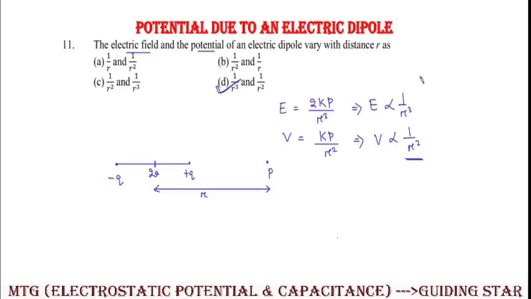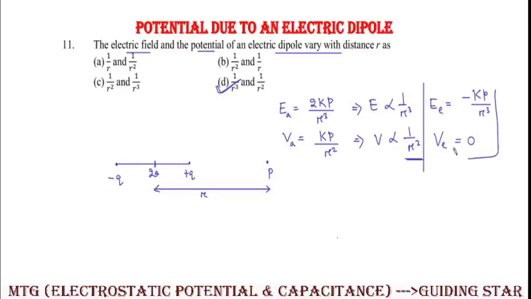Clear? And similarly, these are the electric field and potential at the axial point. Suppose we want to measure the electric field at the equatorial point. The electric field at the equatorial point will be minus Kp by r cube, and the potential at the equatorial point is 0. Clear? So in a general sense, at any point, how do the electric field and potential vary?